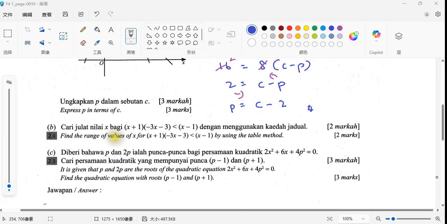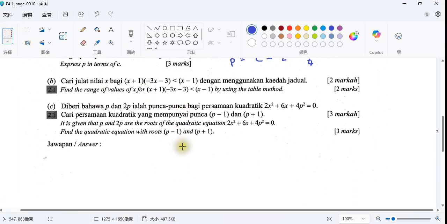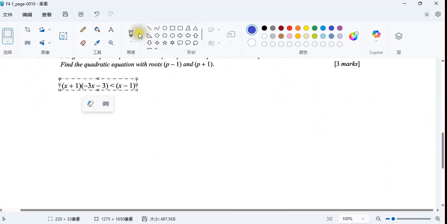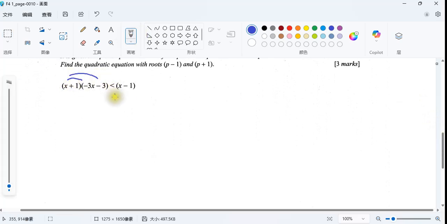Next, find the range of values of x by using the table method. So we have this one. Okay, we expand it first. So expand, then we have negative 3x squared minus 3x minus 3x minus 3 less than x minus 1. So all move to the right hand side.